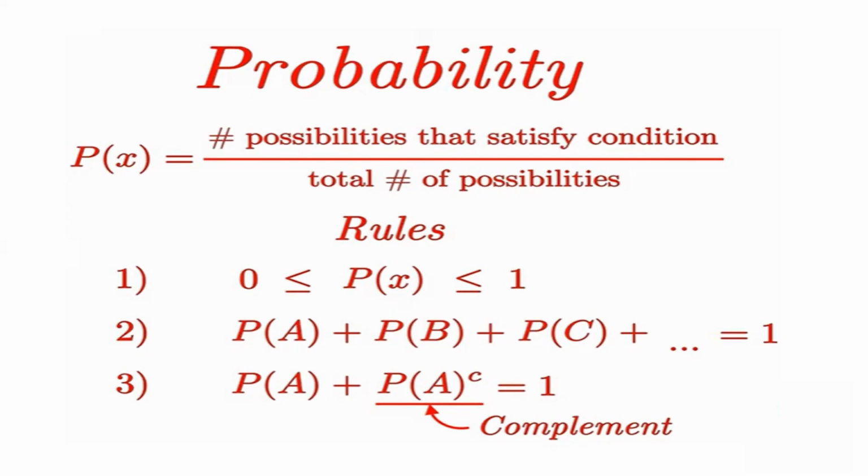Now, another property says probability of A and probability of not A. So, for example, heads coming is 1 by 2. Heads not coming, that is tails coming, that is also 1 by 2. So, that is called the complement, something not A. So, that put together is also equal to 1.